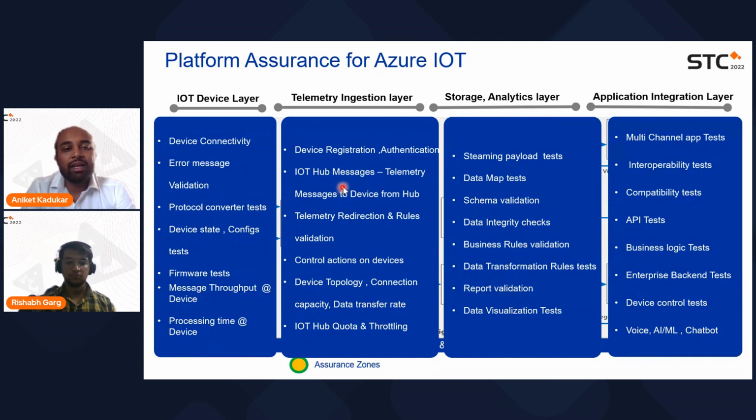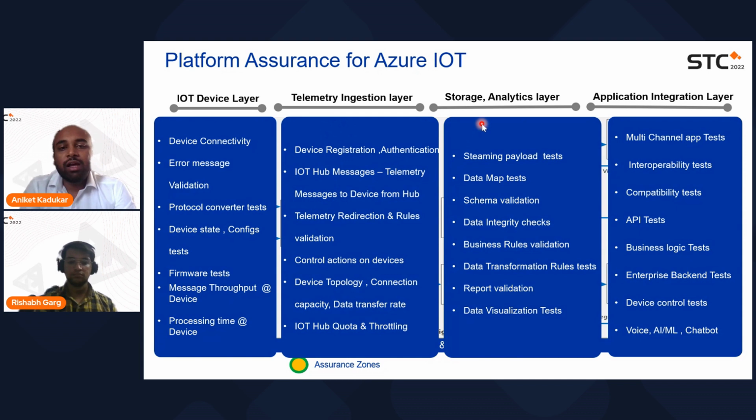Similarly, in the telemetry ingestion layer, we can test the authentication. We can check device registration. Similarly, we can check IoT hub quota as well as throttling. Such kinds of testing we can do in the telemetry ingestion layer.